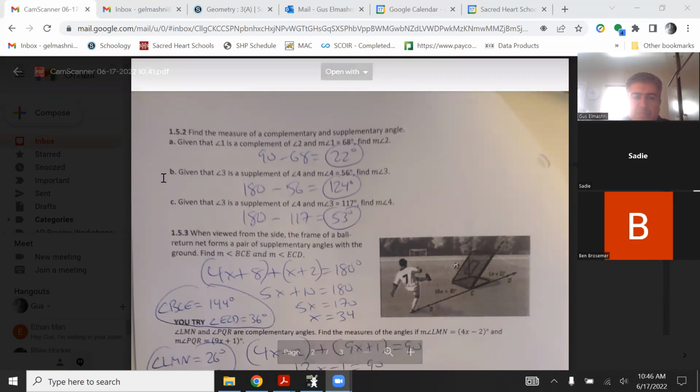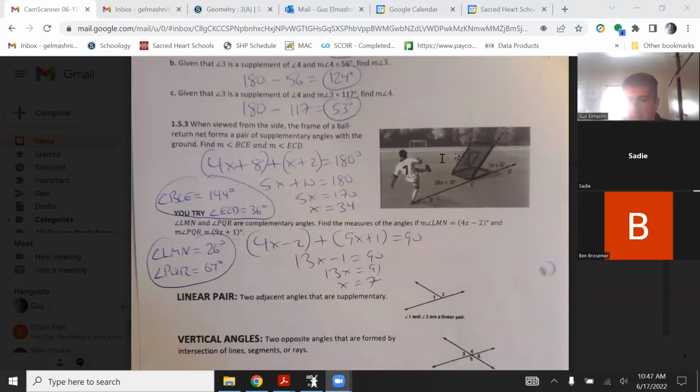1.5.2. Complement means you have to add to 90. So if one of them is 68, you do 90 minus 68. Supplement means add to 180. So if one is 56, 180 minus 56 is 124. Supplement means add to the 180, so if one is 117, 180 minus 117 is 53.